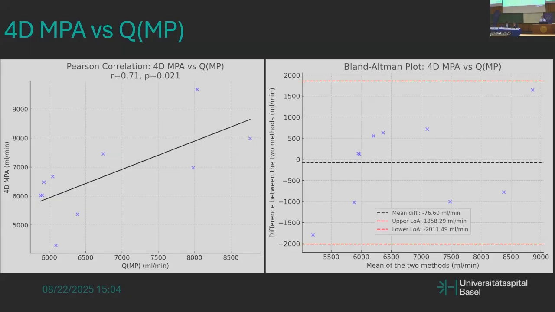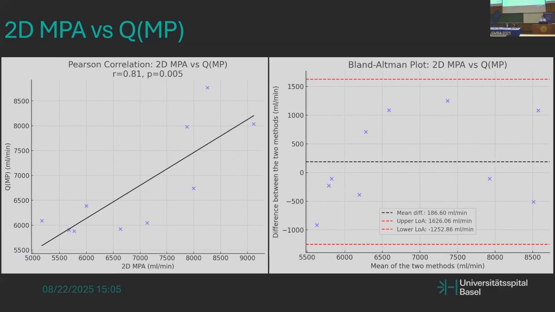Now I'd like to go through a pairwise comparison between the three methods, starting with 4D flow versus QMP. On the left, the Pearson plot indicates a moderate correlation of 0.71 with some scatter along the trend line, whereas the Bland-Altman plot on the right showed a mean bias of minus 76 milliliter per minute, with limits of agreement between minus 2,000 to plus 1,800 milliliter per minute.